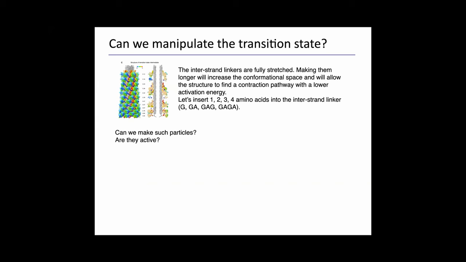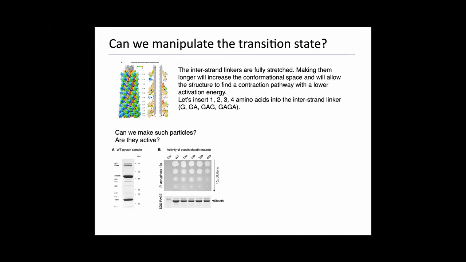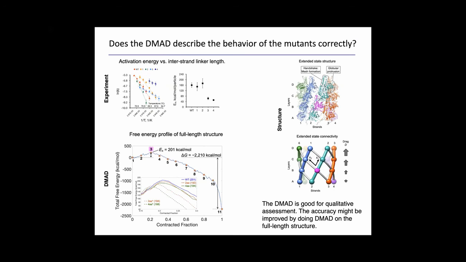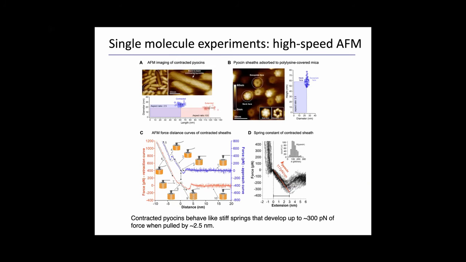Now as you see in the transition state, there's a distance between the strands, and these arms are really stretched out. That means that if we make them longer, most likely we lower the activation energy, and that's indeed the case. And the particles are functional, and so on.